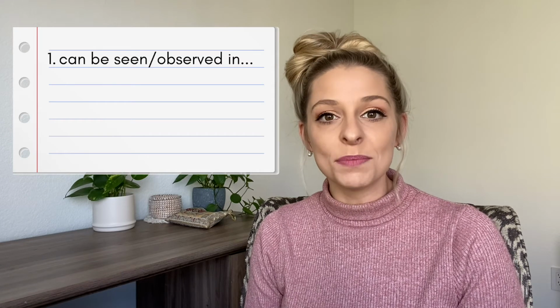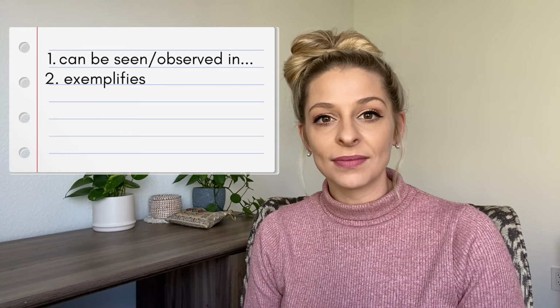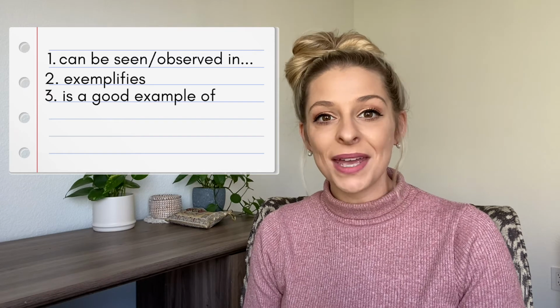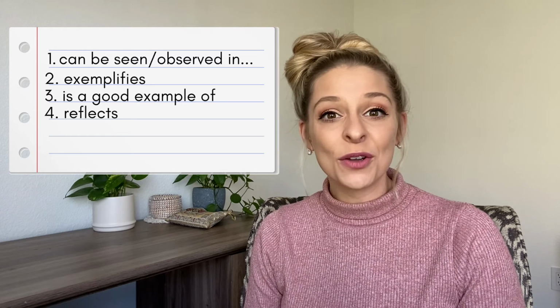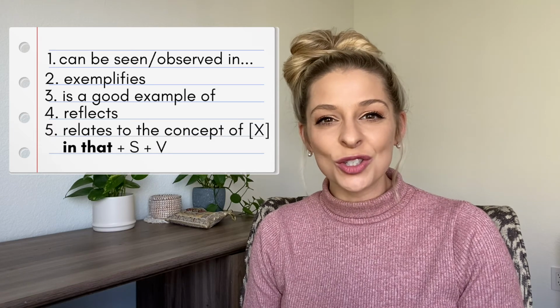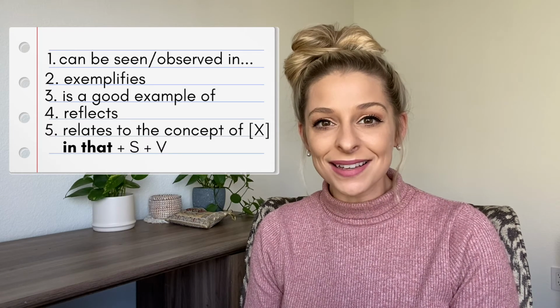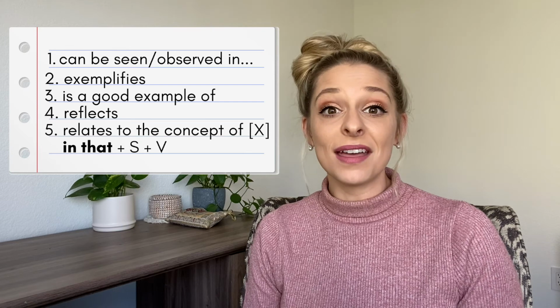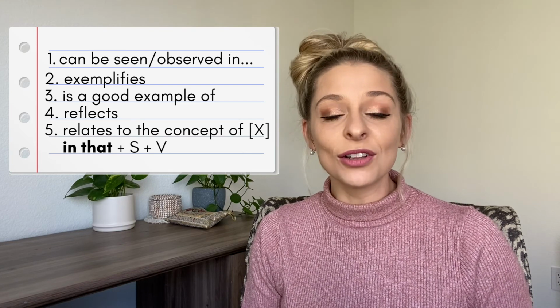These 5 expressions are: 1, can be seen or observed in. 2, exemplifies. 3, is a good example of. 4, reflects. And 5, relates to the concept of X, in, that, and then a clause. Now, let's take a look at a few examples to see how you can use these in your writing to perform knowledge transformation. Let's go.